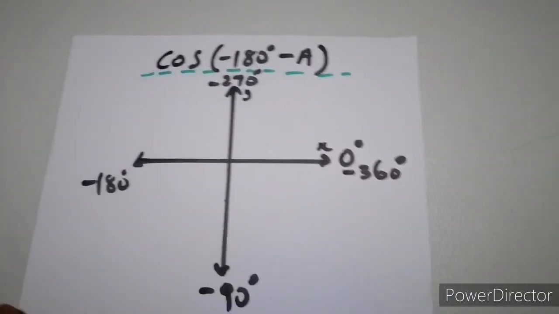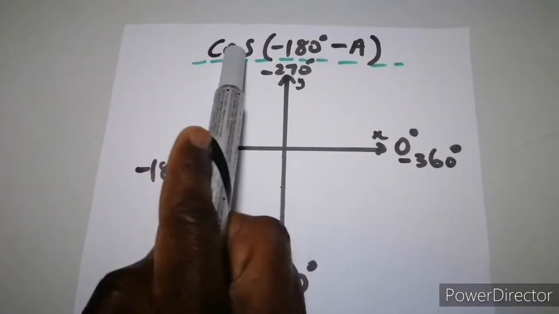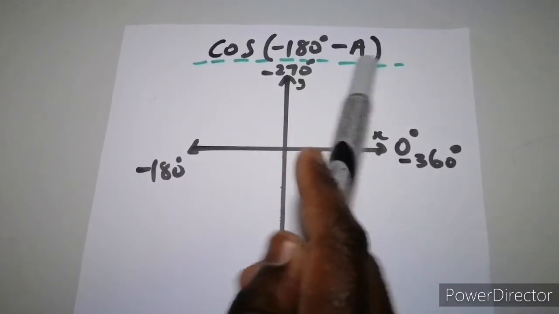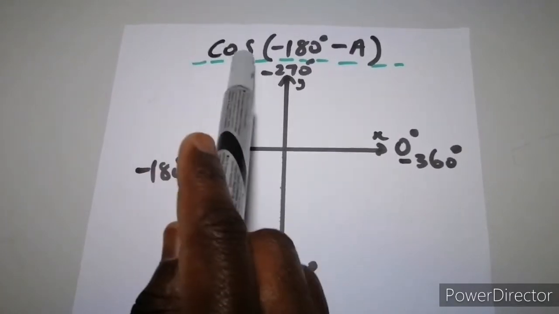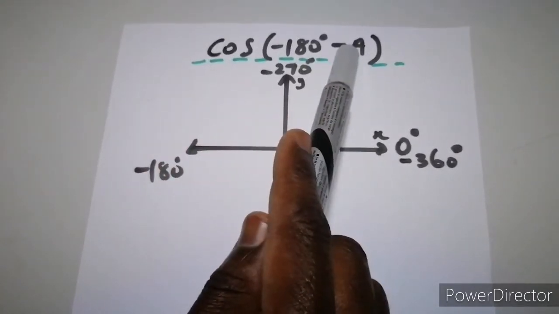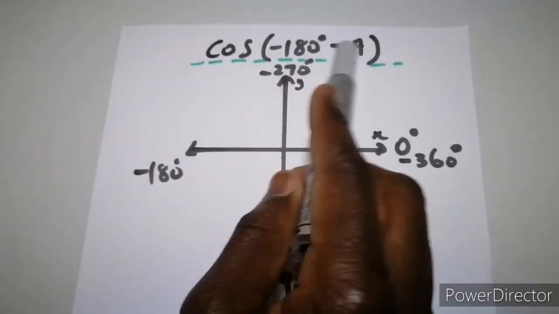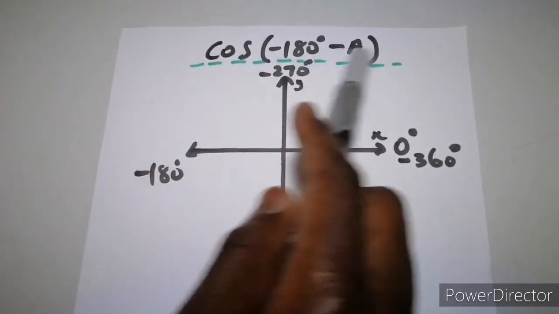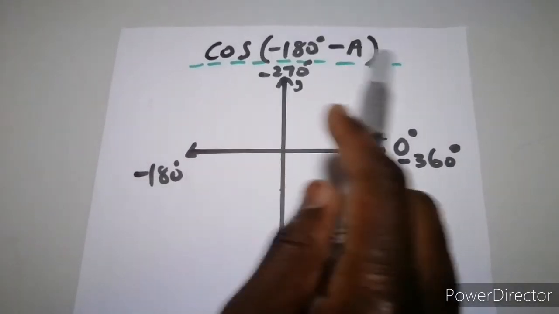The question that you saw in your homework: reduce cos of negative 180 minus A. Use the reduction formula to reduce this angle to acute. We'd like to give this function an acute angle, but it must be a positive acute angle. Now we're going to figure out where the arm is. This is the rotation of the arm in the negative direction, negative angles.